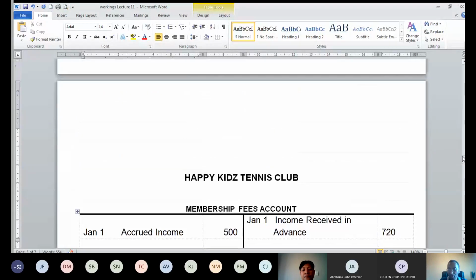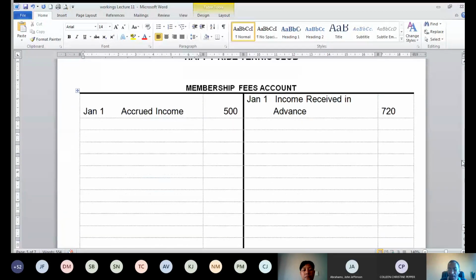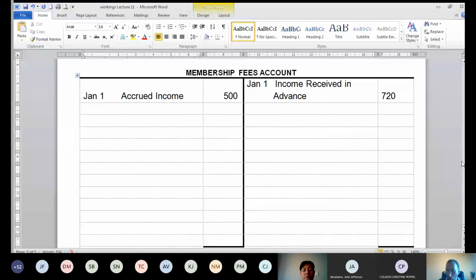So, as far as the completion of my membership fees account is concerned, guys, remember I'd given you the steps there. Step number 1, first cancel the adjustments at the beginning of the financial year. We call that the reversals of the previous year's adjustments. Accrued income, income received in advance must be cancelled or reversed.